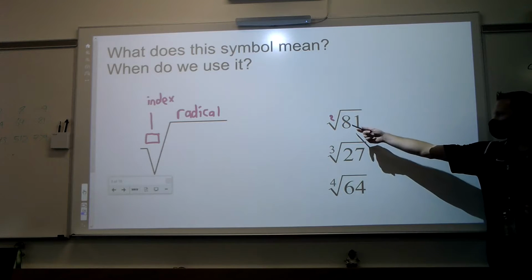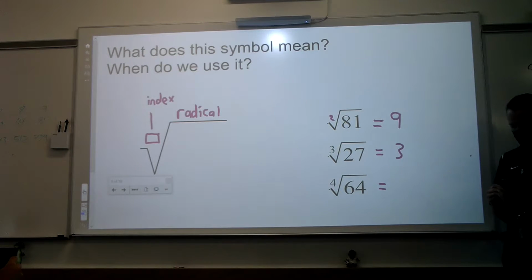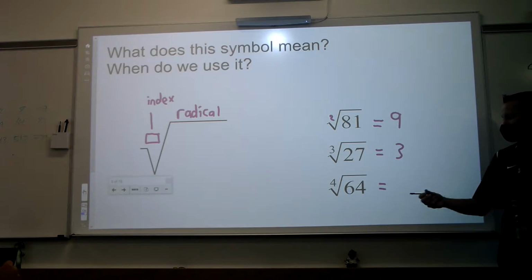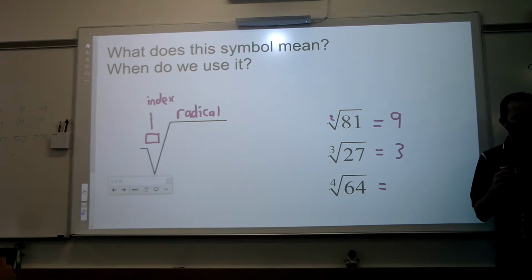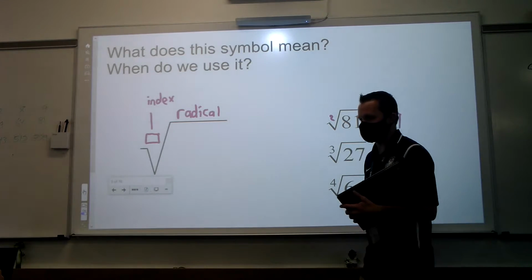Now look on your chart. What number multiplies by itself twice to give you 81? 9. What number multiplies by itself 3 times to give you 27? 3. When you did the fourth root, did we have anything for 64? No. The cube root of 64 is 4, the square root of 64 is 8, but do we have anything for fourth roots? No. So in that case, we would just leave it alone. We'll talk about ways we can simplify that here in a minute.